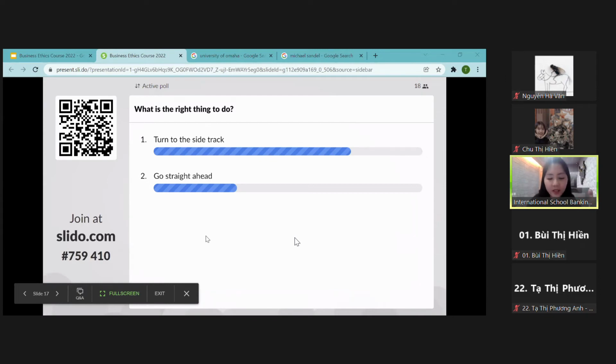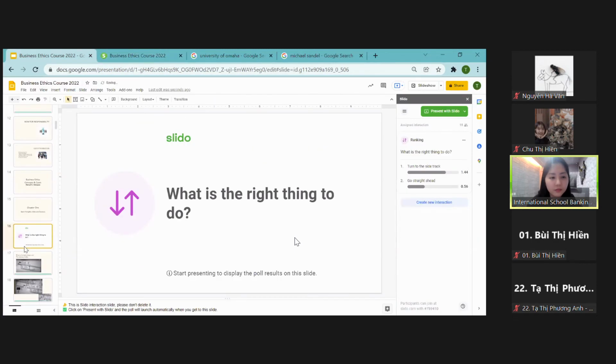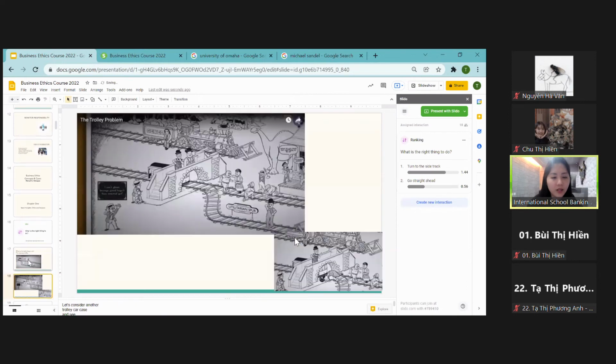The way of thinking like this, the way of looking at the consequences, is also a very famous principle. We look at the consequences to make our decision. Okay. So let's look at another example.